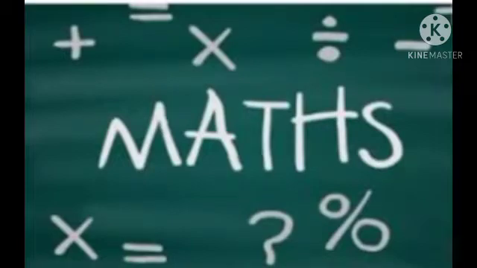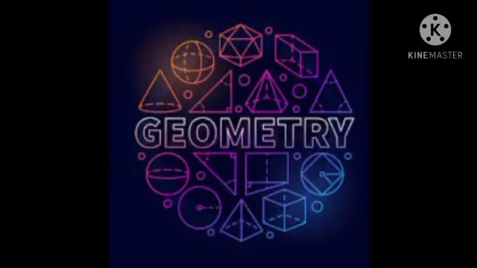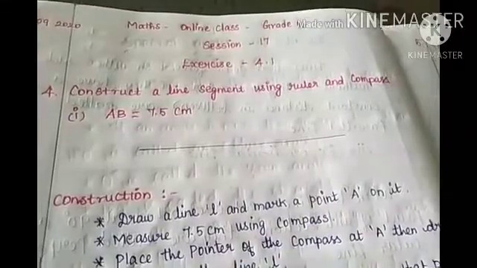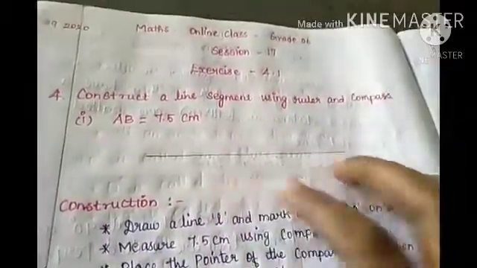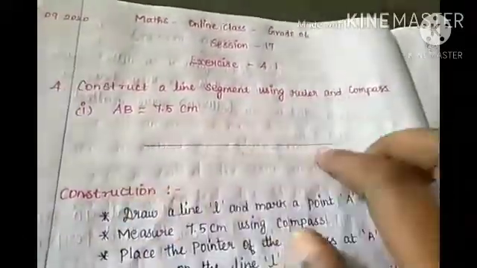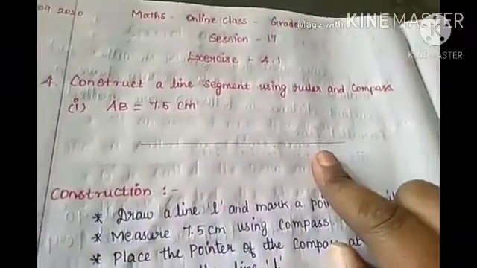In this class, we are going to revise our geometry topic only. In that topic, we are going to learn line segment. Exercise 4.1 has 3 line segment sums. We are going to do those sums using the compass and ruler. Now we are going to start our revision, which means we are going to draw a line segment using a ruler and compass.